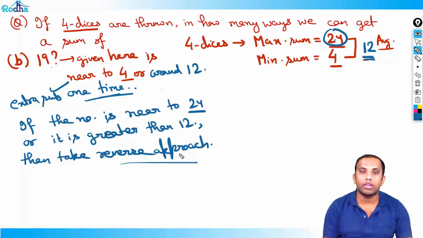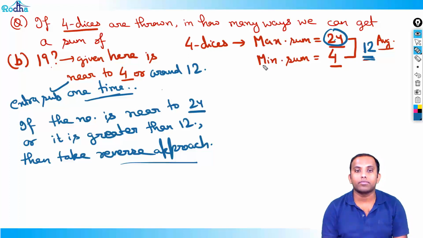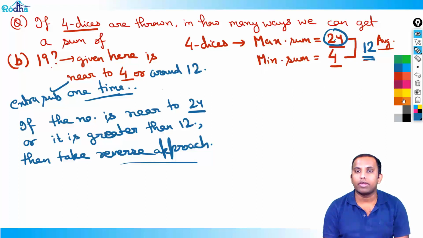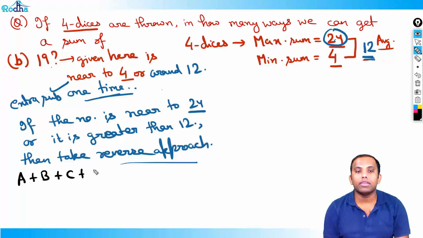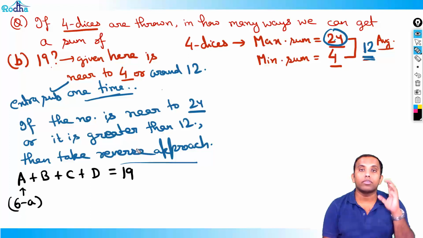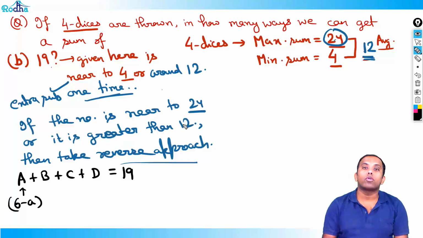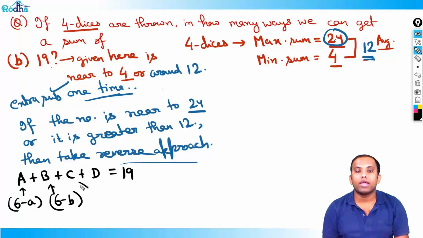Note this point because we're going to delete this slide, and then the next slide will solve the question. Or we can solve it in this slide only, no issue. What is the reverse approach? The reverse approach: a plus b plus c plus d is equal to 19. Now you can write a as 6 minus a. Why 6 minus a? This is the reverse approach. 6 is the limit, and since it is near to the maximum limit, we're going to reverse. So write a as 6 minus a, b as 6 minus b, c as 6 minus c, and d as 6 minus d. And the sum of these 4 will be equal to 19, right?